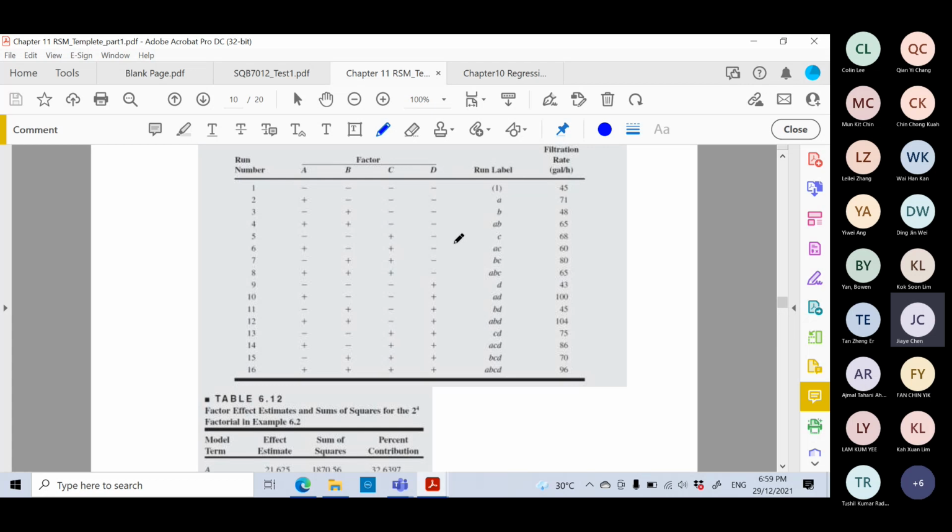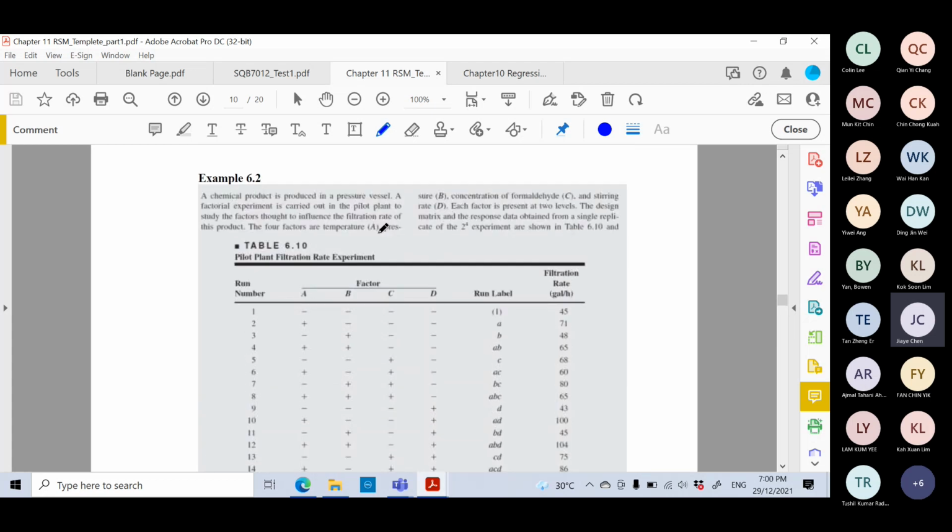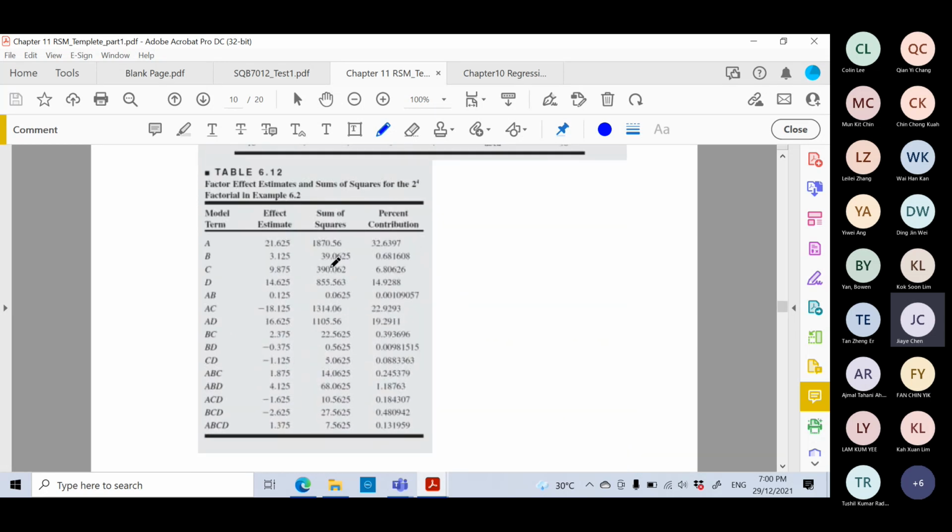Okay, so in the following example, we study 4 factors here. Based on this 4-factor factorial design, the 2^k factorial design, we can get the following effects. The effects are calculated using the contrast, so you calculate all the effects here. From the effects, you can calculate the sum of squares, because there is a relationship between the effect and the sum of squares.